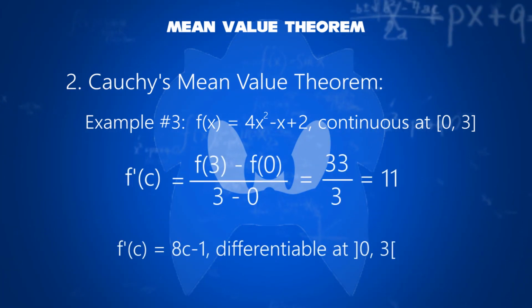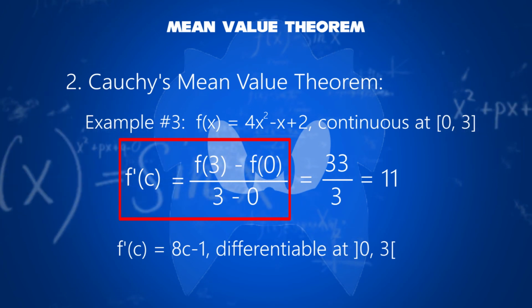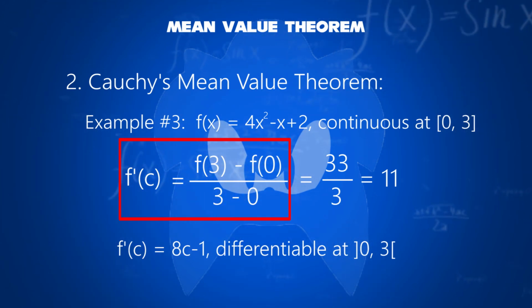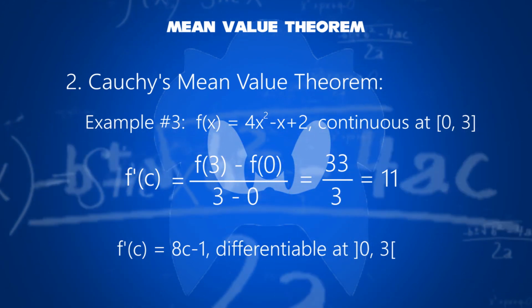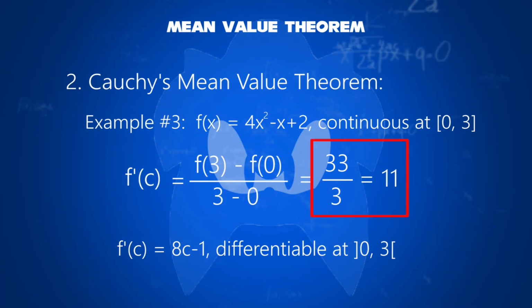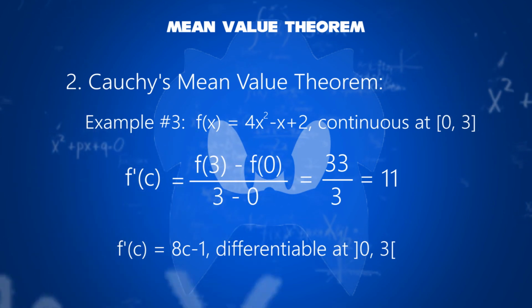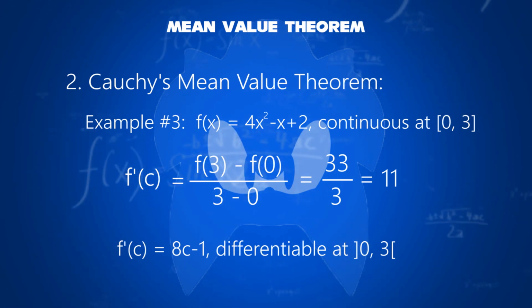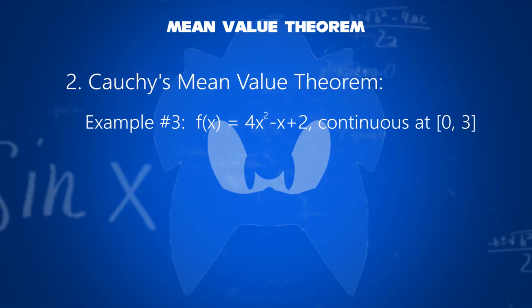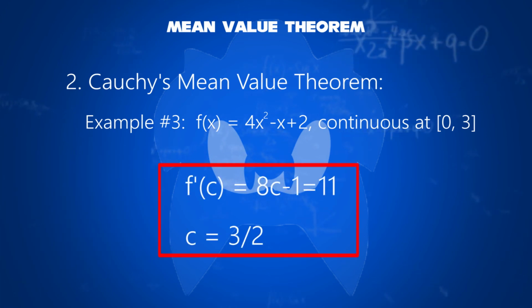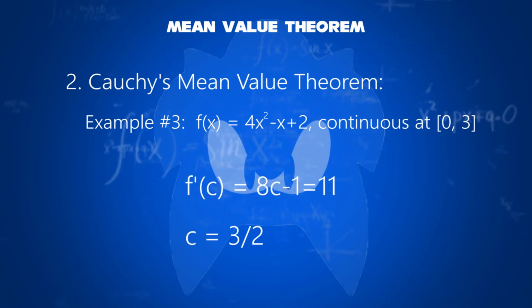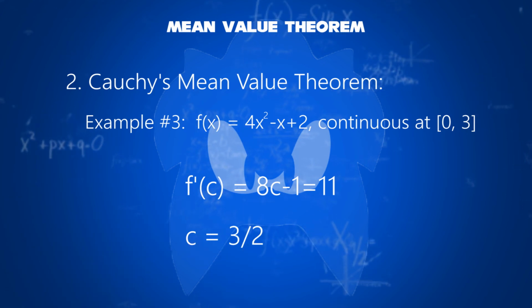So we write the derivative f of c equals f of 3 minus f of 0, divided by 3 minus 0. On the right hand side, we write 33 by 3, equal to 11. On the left hand side, we write 8c minus 1, similar to x. On solving this, we obtain c equals 3 by 2. So we have satisfied Cauchy's mean value theorem.